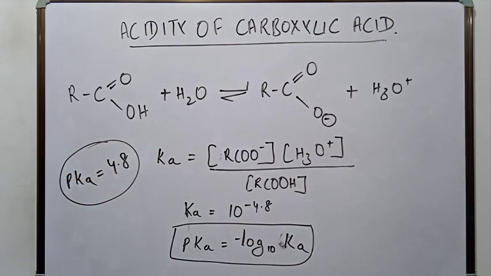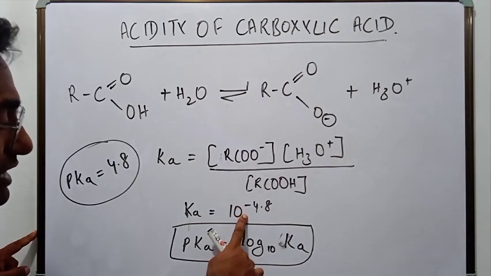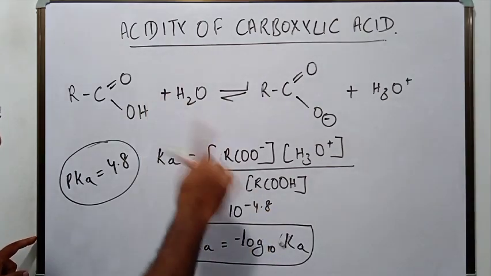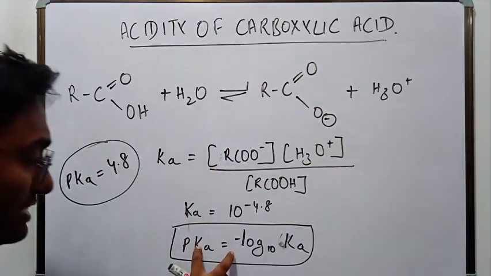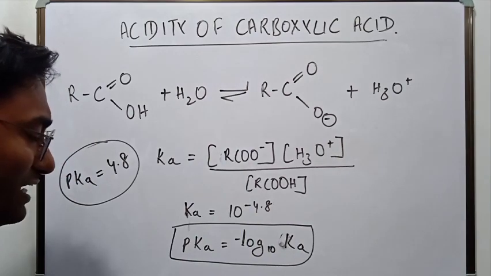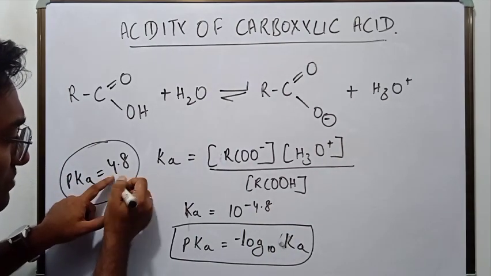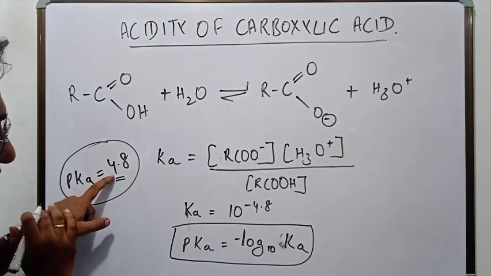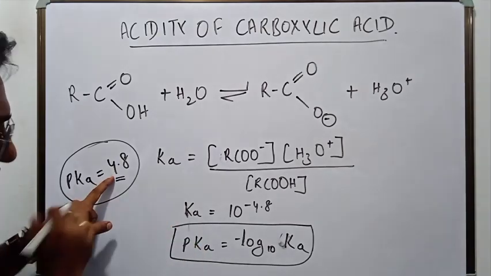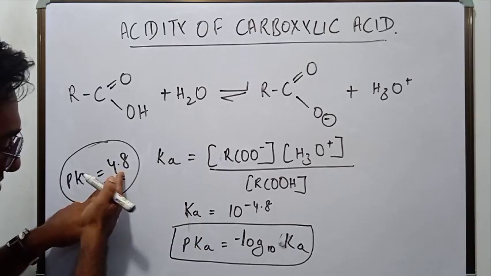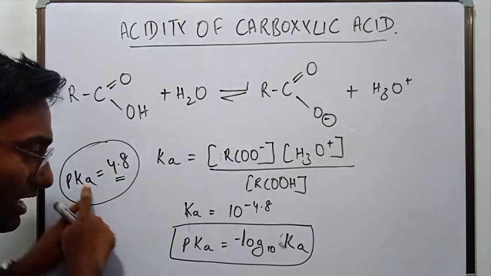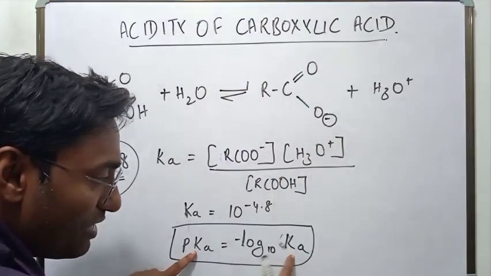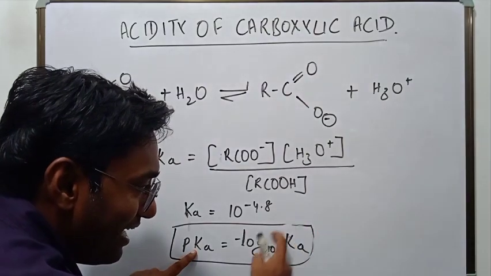4.8 for acetic acid. So what was the Ka value? 10 raised to the power minus 4.8. What is the pKa value? 4.8. What did I tell? This has an inverse relationship, right? The pKa value seems to be rather small here. 4.8 is a small value. Smaller the value of pKa, inverse relationship, higher the value of Ka.